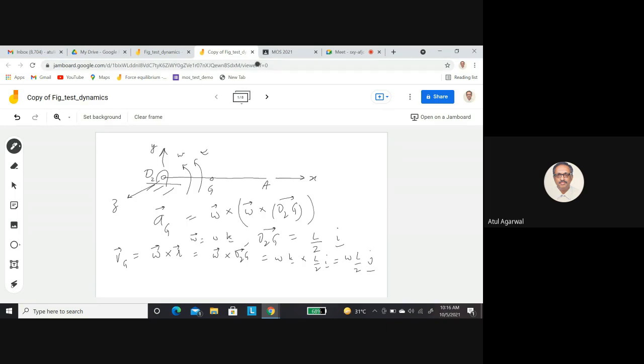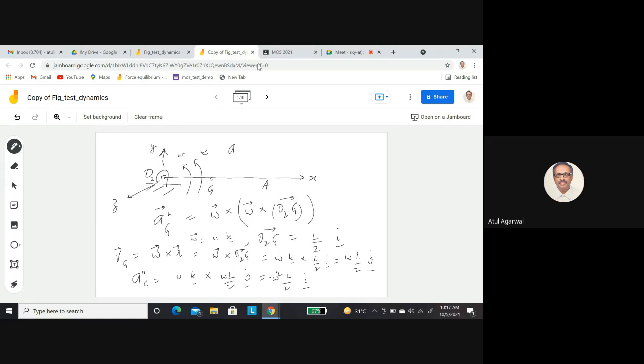What is the normal acceleration of point G? This is a normal, the acceleration normal of the centroid. So you will get omega k cross this velocity, omega L by 2 j. What you get is omega square L by 2. k cross j is minus i. So you see your normal acceleration is towards the center, as you expected. Centripetal acceleration.